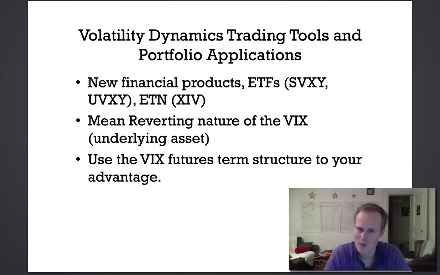The ones I especially like are the ETFs SVXY and UVXY. Those are the tickers, as well as the ETN XIV. Why are they very interesting? Two things. They are mean reverting. The nature of the VIX means that you can sell volatility when it's around 25-30 and buy it below.